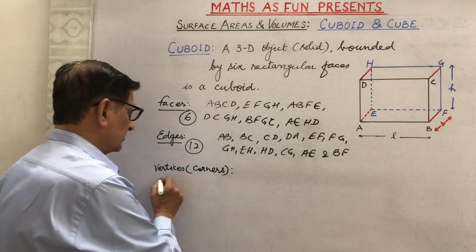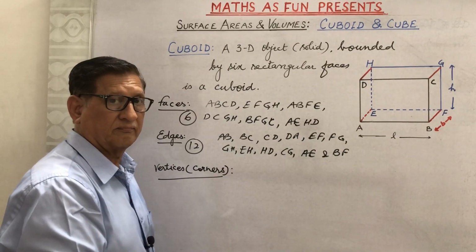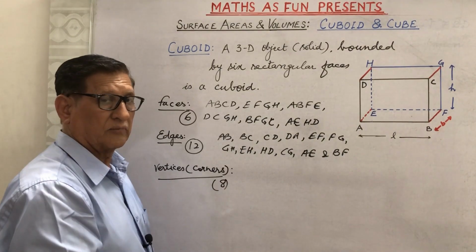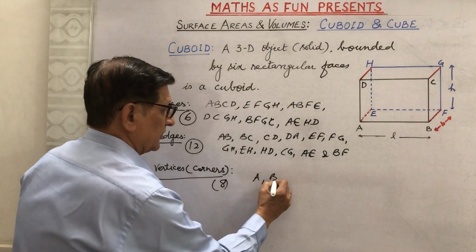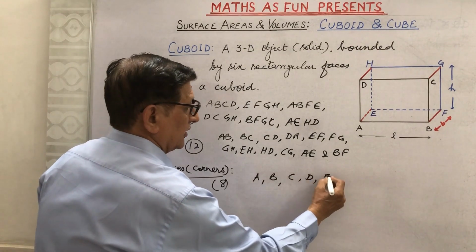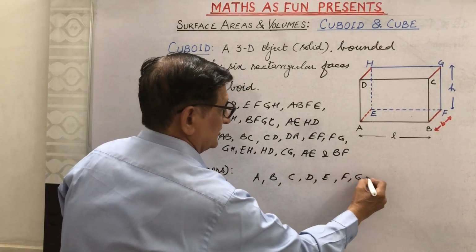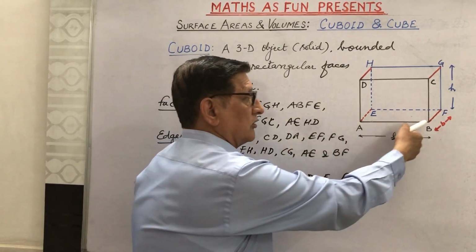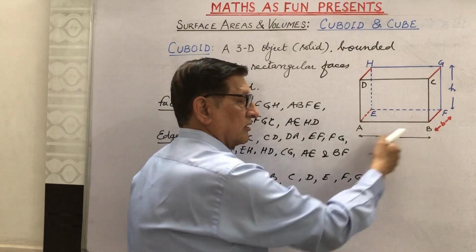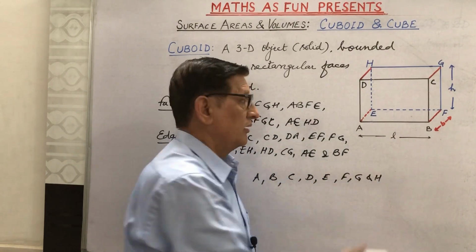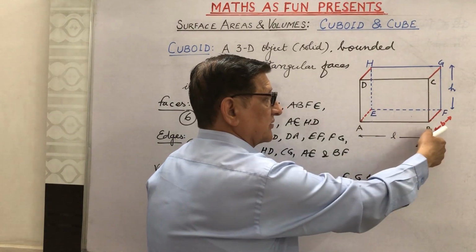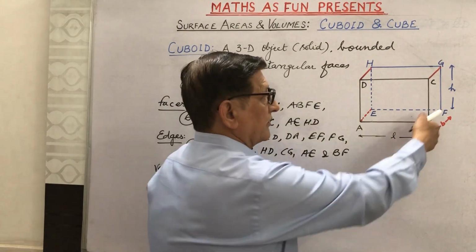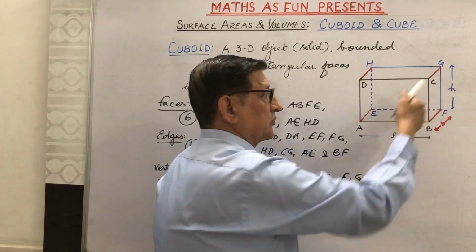Then we go to the vertices, the corners. These are 8. What are those? A, B, C, D, E, F, G and H. Now suppose the length, that is AB, is L. BF is the breadth, suppose given by B. And FG is the height, suppose H.